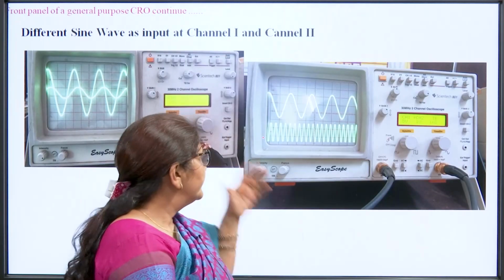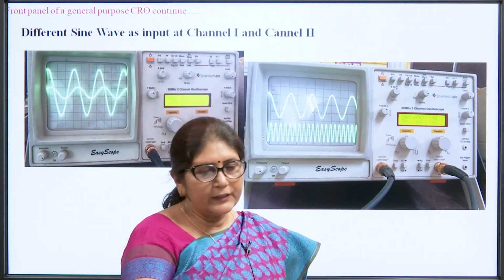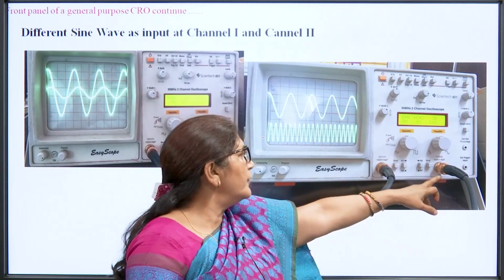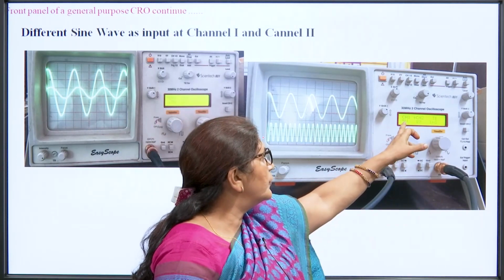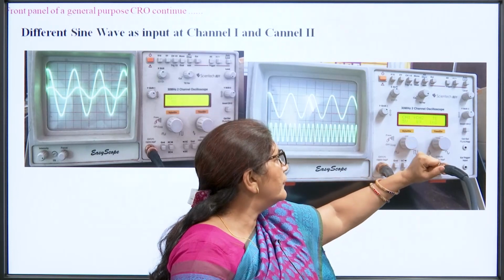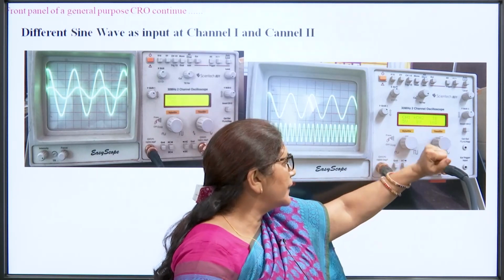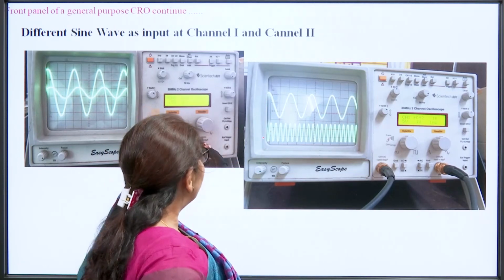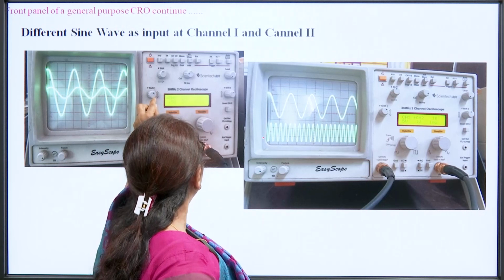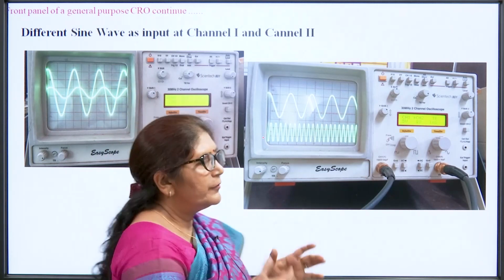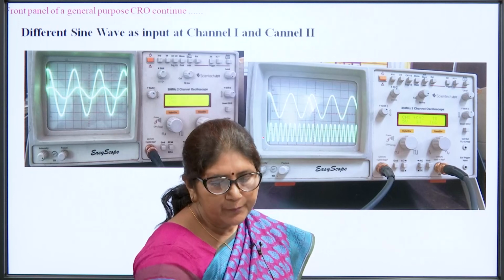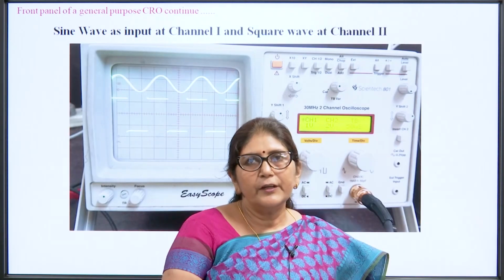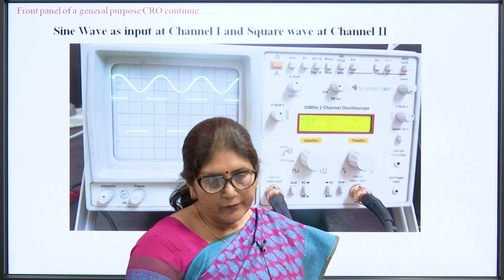So, this is the display of 2 signals simultaneously. I have applied signals at channel 1 and channel 2, and you can see channel 1 is at 5 volt per division, channel 2 is at 1 volt per division, and the time base is 1 millisecond per division. So, 2 waveforms are displayed. I have varied this Y position switch, so we can see both the waveforms here. Similarly, 2 different kinds of waveform, one sinusoidal and one square, are displayed over here.